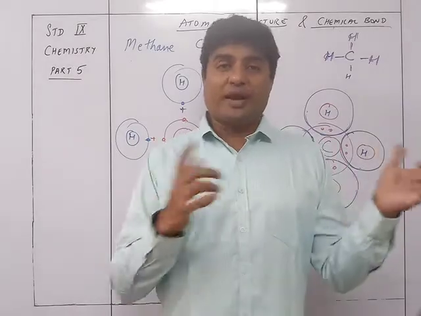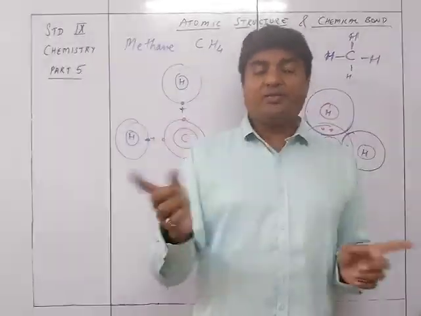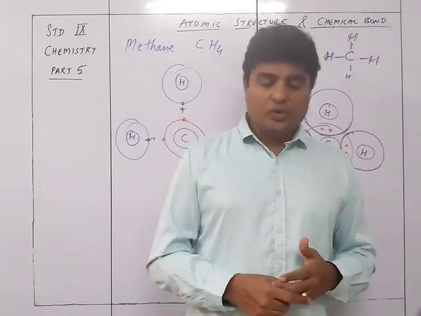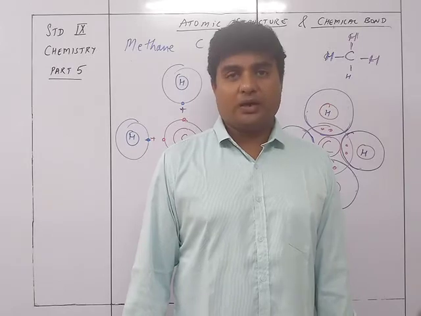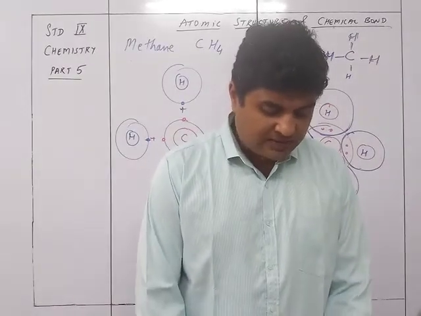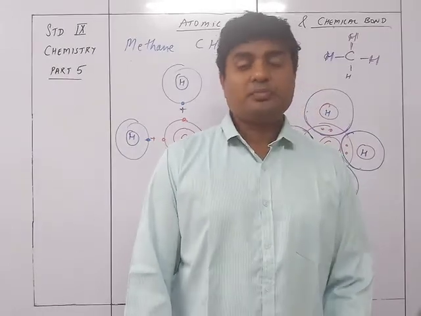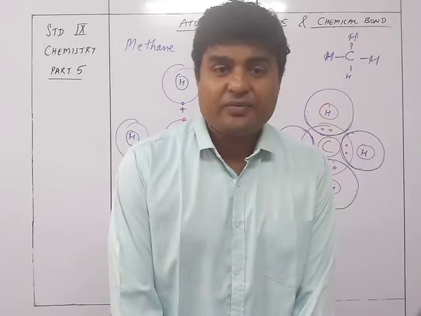In case of sodium chloride also you need to draw it, means the shedding of electrons, in exchange there will be give and take of electrons. So accordingly you will have to draw the structures for electrovalent compounds and covalent compounds in case of this particular chapter. So this is the end of the chapter atomic structure and chemical bonds. So that's the end of the chapter.